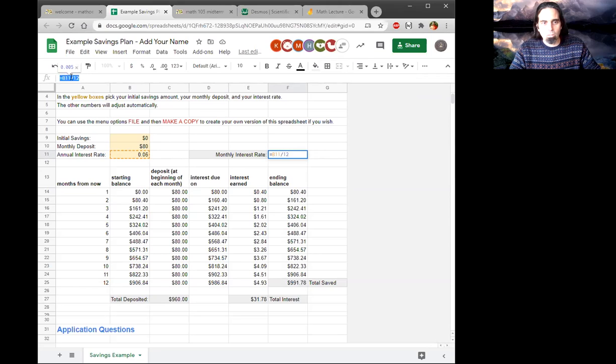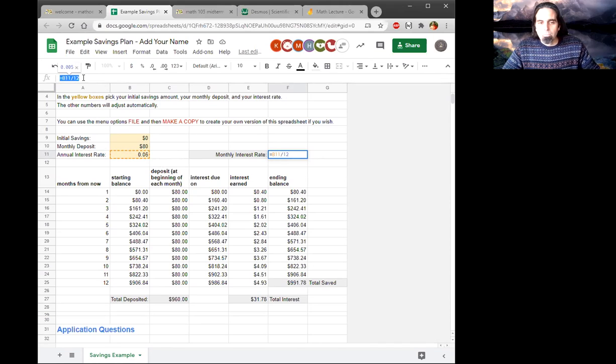Everyone see a small kind of row under the menus? What I typed was equals B11 divided by 12. And when I click on this box to help me, it puts a dashed line around B11 to say, ah, this is the thing I'm talking about up there.